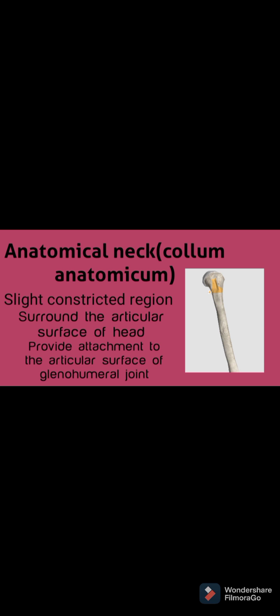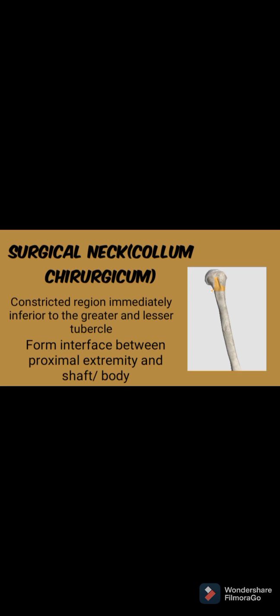Another constricted region is the surgical neck, which is also called collum chirurgicum, present immediately inferior to the greater and lesser tubercles. It forms the interface between the proximal extremity and the body or shaft of the humerus. It has important relations with the axillary nerve and the posterior and anterior circumflex humeral vessels. Fracture in this region is most common.